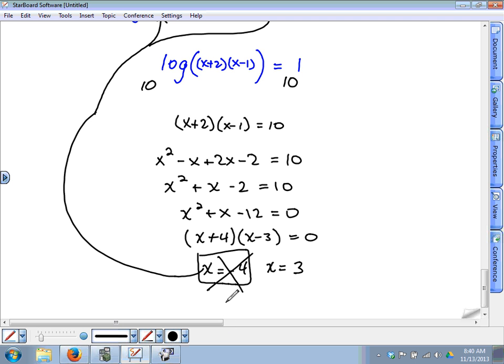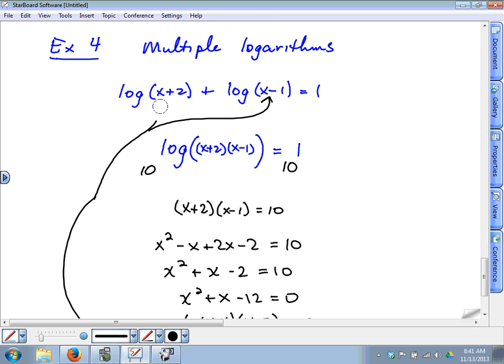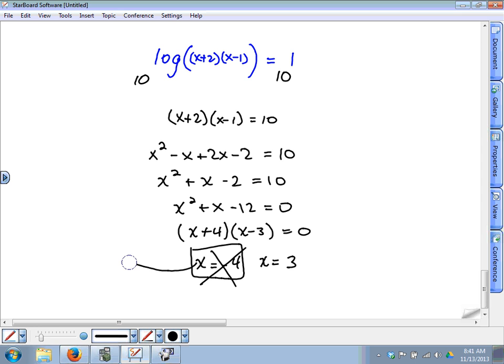Are you listening carefully? If you forget to check on a test and one of the answers happens to be extraneous, you will lose points because it's not technically the correct answer. Now, you still have to check +3. Does +3 work? Yeah. Check them on both logarithms. Here 3 plus 2 is 5, that's fine. 3 minus 1 is 2, that's fine. So 3 is okay. The only solution is x equals 3. Okay?